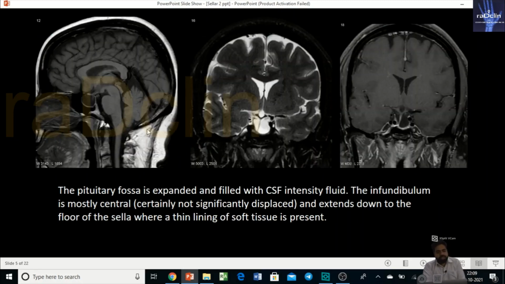Now, this was a patient in whom we can see that the pituitary fossa is expanded and filled with CSF signal intensity. This is the T1, this is the T2 sequence. The infundibulum is seen mostly as central, not significantly displaced, and we can see the infundibulum traversing through this fluid-filled space. So we need to consider empty sella first. Now, on post-contrast, you can see the thin lining of the remaining pituitary gland at the base of the sella. So this is empty sella syndrome.